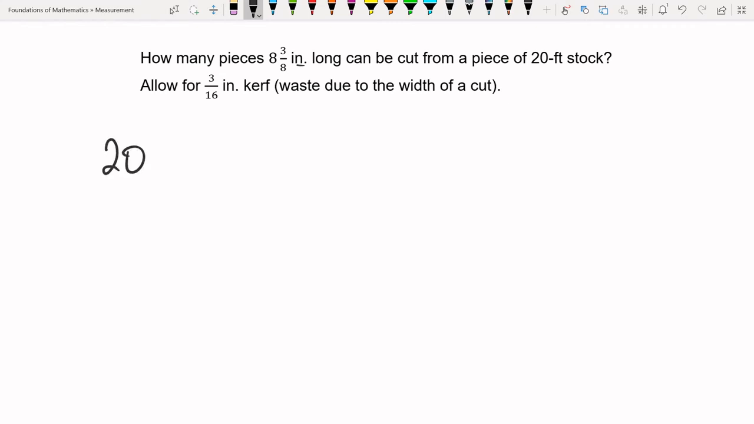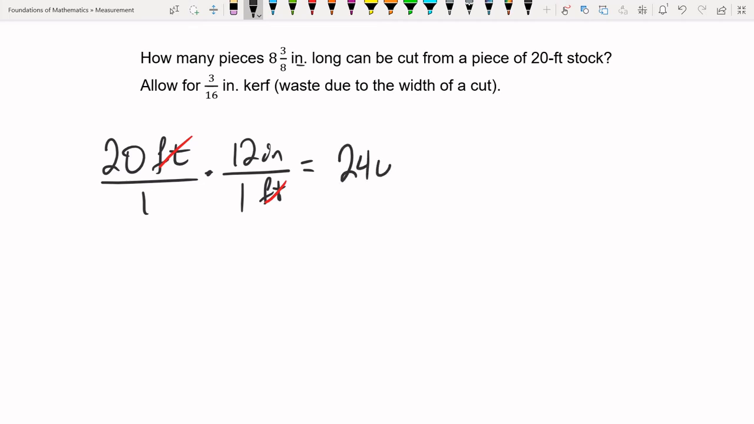So let's go 20 feet over 1 times 12 inches in 1 foot. That way the feet cancel. Really we have 20 times 12 over 1 times 1, which is 1. 20 times 12 is 240 inches. So we're saying, how many times does 8 3/8 plus 3/16 go into that?